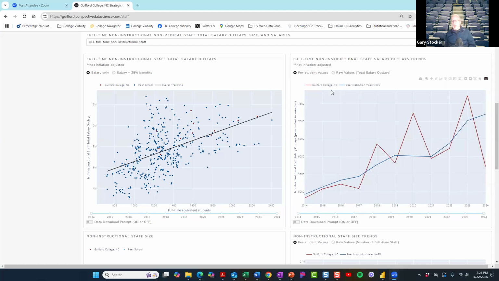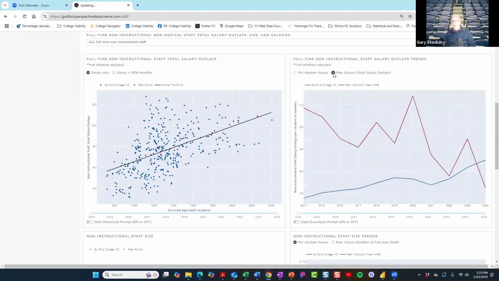We can look at this chart as a per student value. We can also look at it as raw values or the total salary outlays. And again, we see that our demo college has, for the most part, trended down over the 10 or so years in the reporting period.